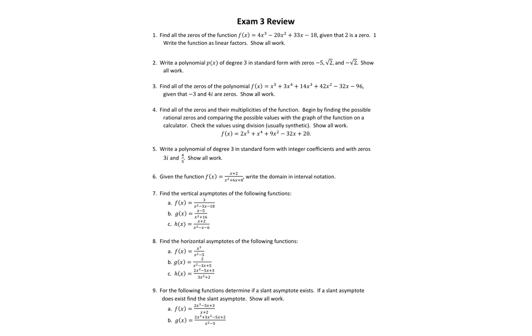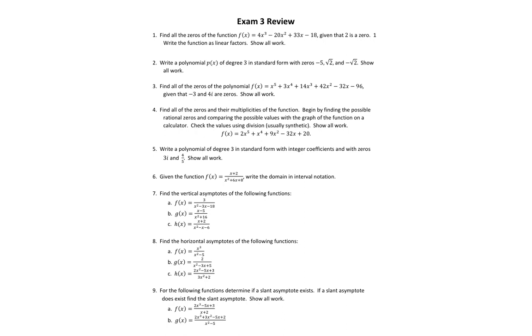Our first question is: find all the zeros of the function f of x equals 4x cubed minus 20x squared plus 33x minus 18, given that 2 is a zero. There's just one, I don't know if that, I'm just going to ignore that, I think that wasn't supposed to be there. Write the function as linear factors. Show all work.